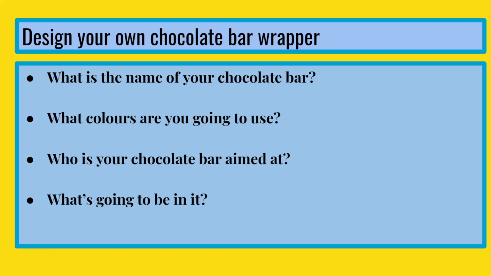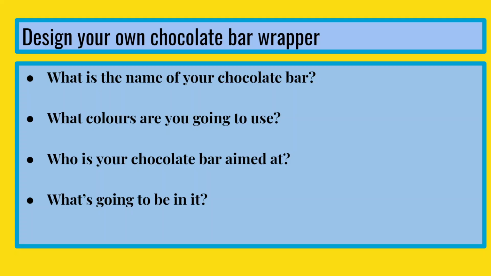I would like you to design your own chocolate bar wrapper. So think of the Willy Wonka bar from the book and what it looks like and what it's described as. I want you to come up with your own chocolate bar, and it's completely your own design. So you need to think what the name of it's going to be, what the packaging, so what the colours are going to look like. Who is your chocolate bar aimed at? So is it going to be for boys, girls, little kids? Is it going to be for grown-ups? And what's going to be in it?